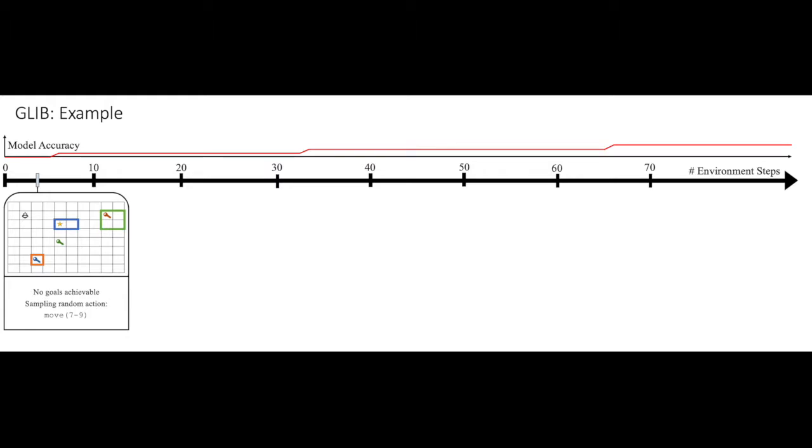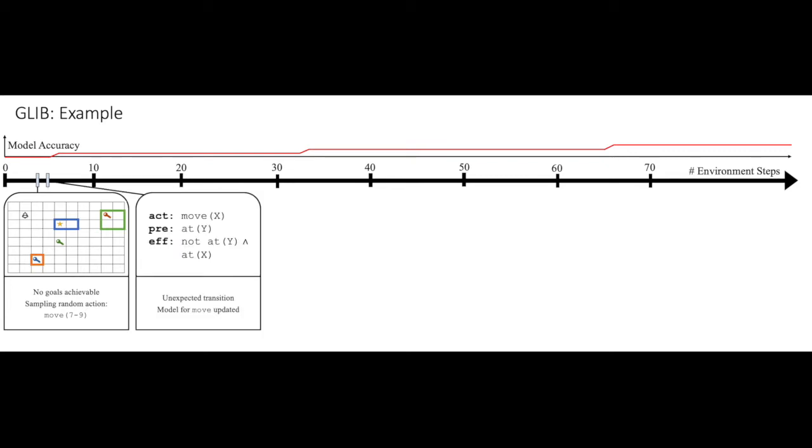A robot starts off in a grid world containing locked rooms and keys. Picking up the key of a particular color removes the locks or colored walls of that color. At the start, the agent has no model of the world, so it takes a random action. This causes it to update its model for the move action, which now states that moving somewhere would change the value of the at predicate.